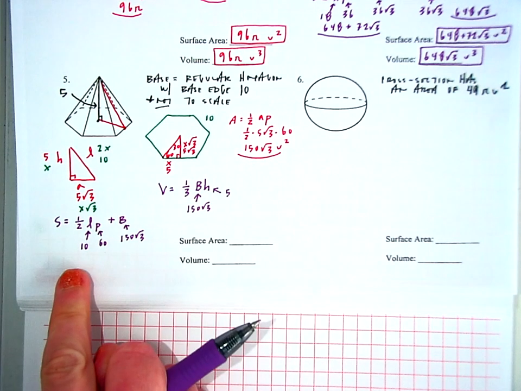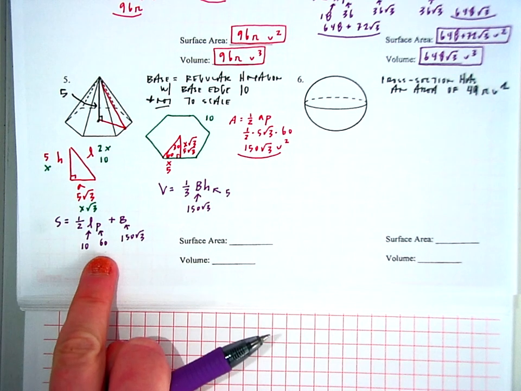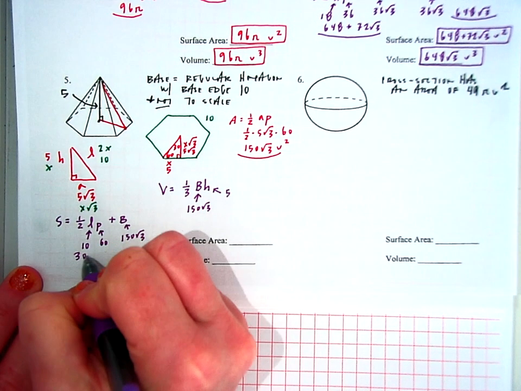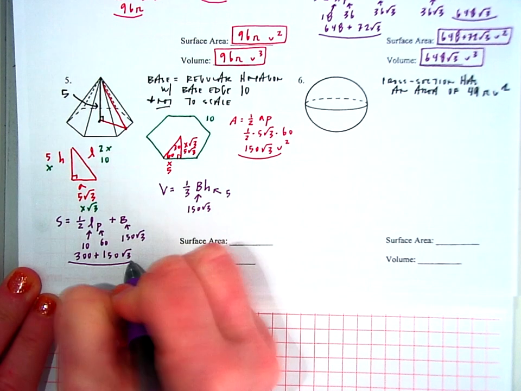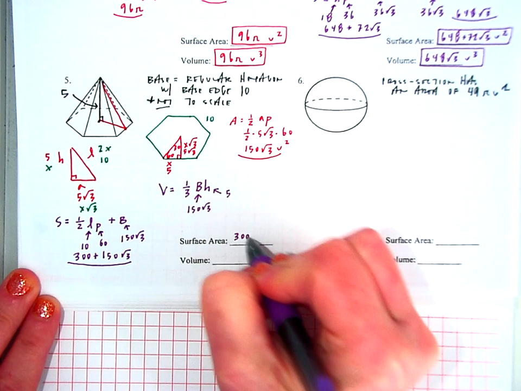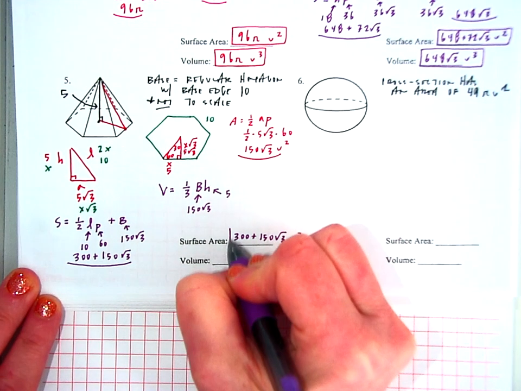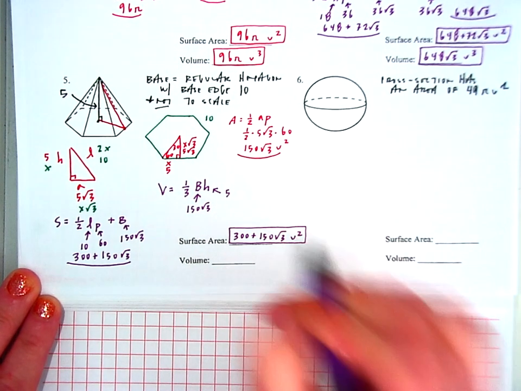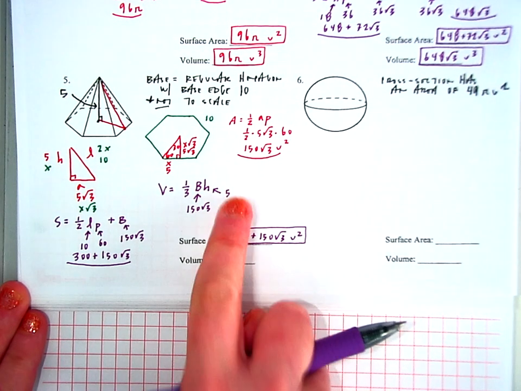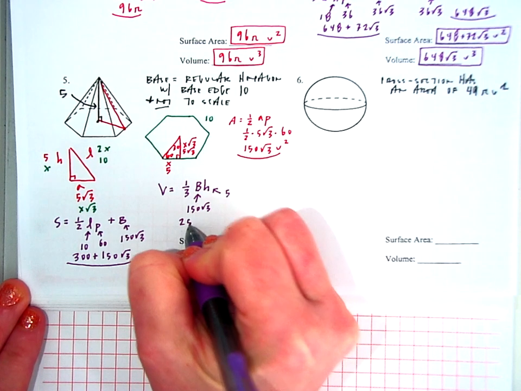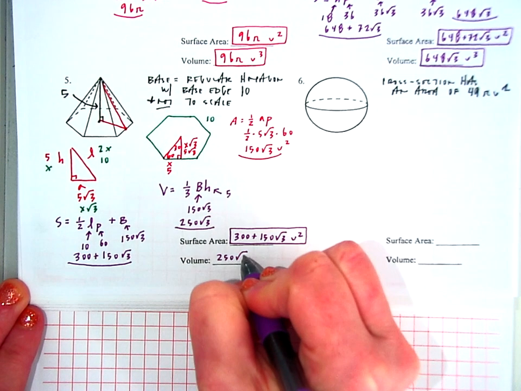So if I multiply across right here, I'm taking 1/2 times 10, so 5 times 60, I get 300, plus that base area, that's 150 root 3. So surface area is 300 plus 150 root 3 units squared. Okay, volume, 1/3 of 150 is 50. 50 times 5 is 250. So I get 250 root 3. So 250 root 3 units cubed.